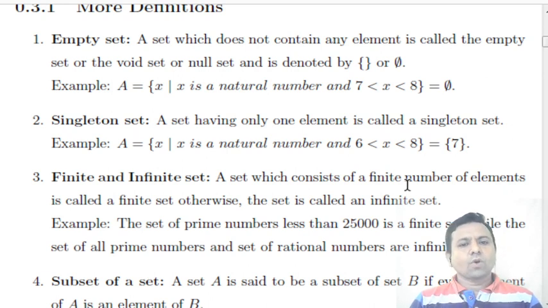So the answer is what? A singleton element, 7. In real life, some examples also exist. Suppose we can say the number of suns in the sky, the number of moons in the sky. So we have the examples of sets.